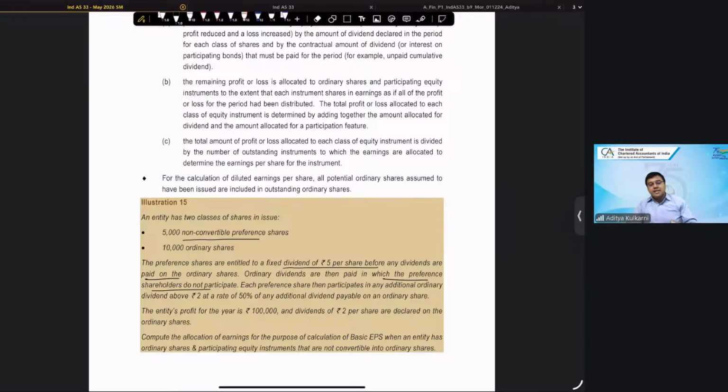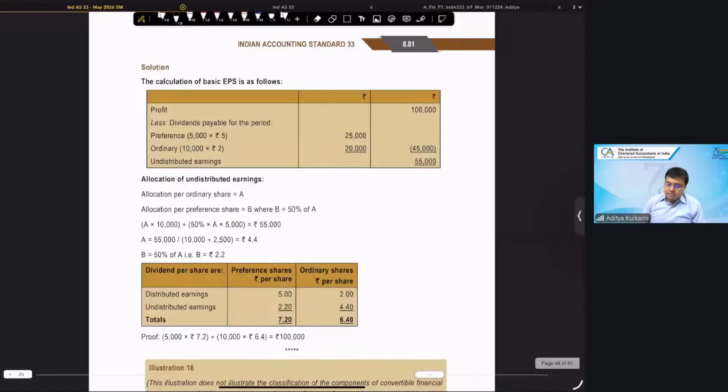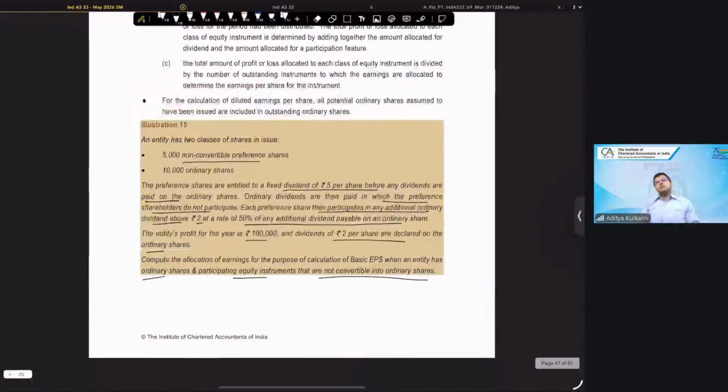The balance which is left, what they are saying now, each preference share then participates in any additional ordinary dividend above rupees 2 at a rate of 50% of any additional dividend payable on an ordinary share. Entity's profit for the year is 1 lakh. Dividends of 2 rupees per share are declared on the ordinary shares. Compute the allocation of earnings for the purpose of basic EPS when an entity has ordinary shares and participating equity instruments that are not convertible into ordinary shares. Okay, so this is the question.